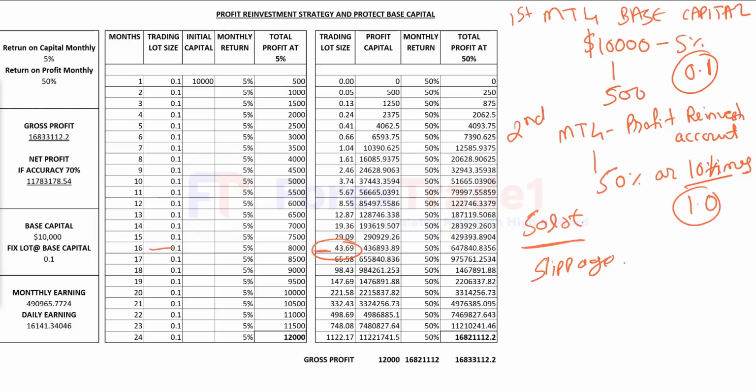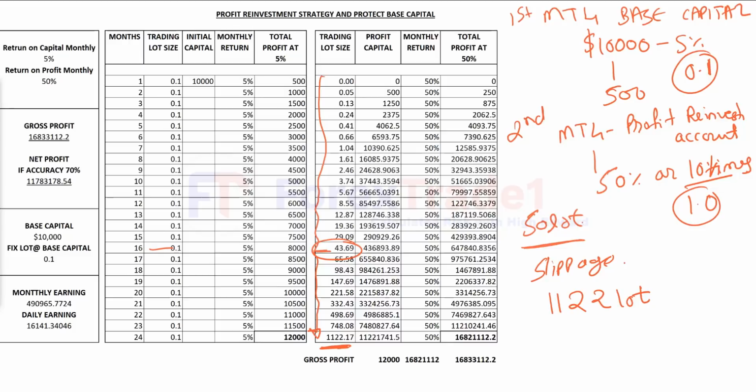So we recommended to get a new MT4 account. So what happens here? Your lot size is proportionally increasing as per your profit, but at the end of the 24 months you have 1122 lot size. So we want that no broker allows you to trade that many lots.